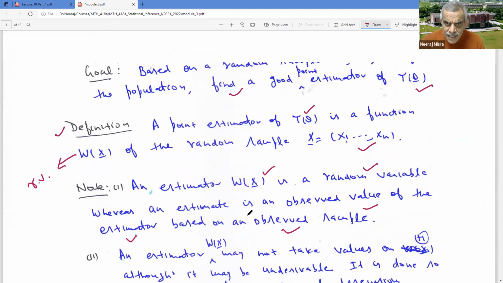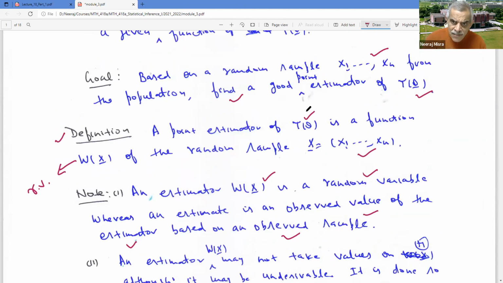Now note that here tau(theta) may take values in a certain range. And I've said my estimator is any function of the sample observations. So I have not imposed the condition that W(X) should lie in the range of tau(theta). I have deliberately done that just to consider estimators in the most general form. Although it may be undesirable that W(X) doesn't take values in the range of tau(theta), for generality in the theory which we'll develop, we will not pose any such restriction. So we'll consider any function of sample observations as an estimator of tau(theta).